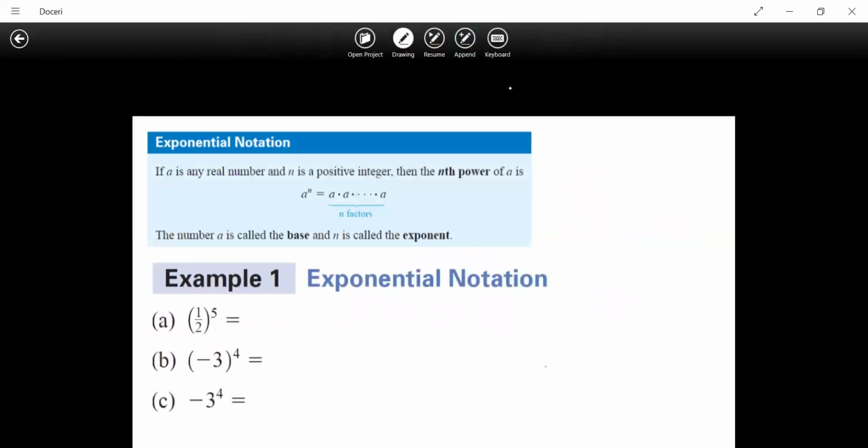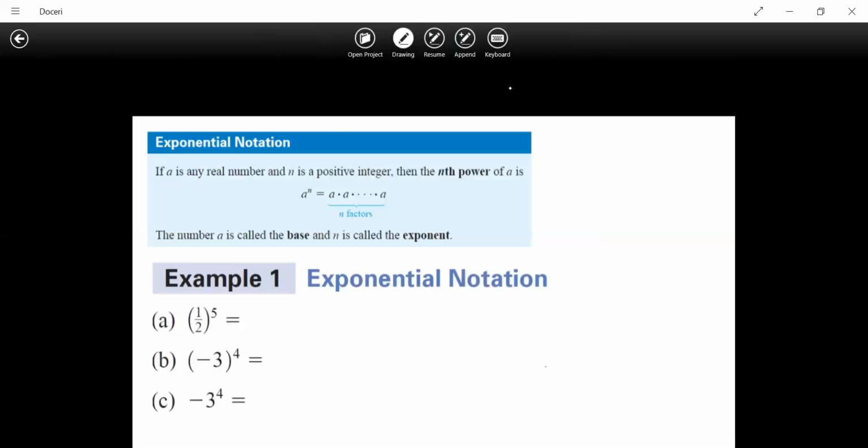Second part of this is just being able to look at the notation. If any real number a is raised to a positive integer n, we say it's the nth power of a. This is called the base number, and n is called the exponent. So a is the base, n is the exponent.